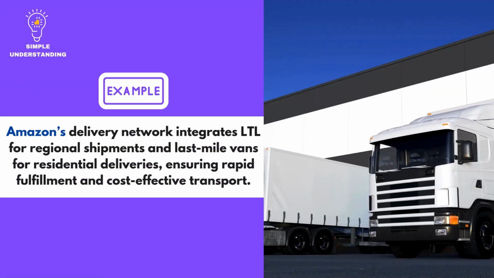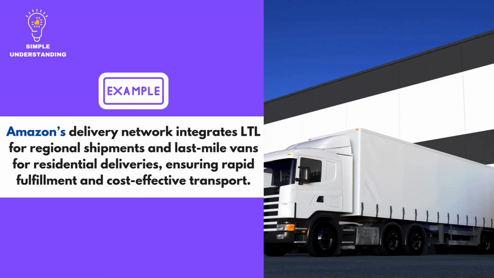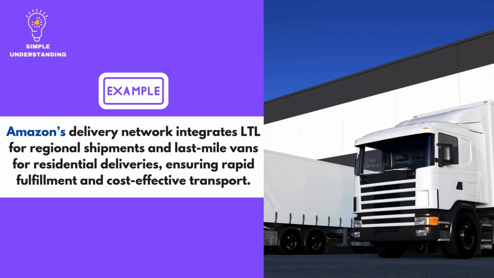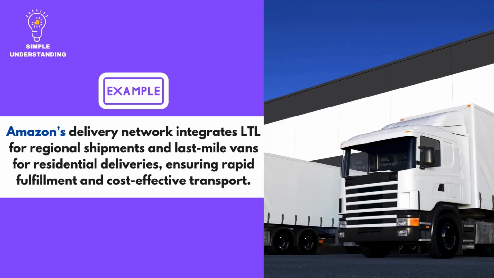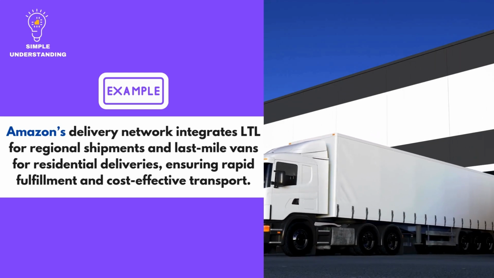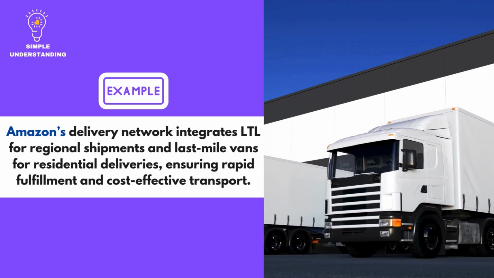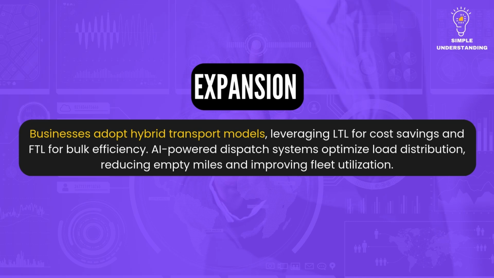Real company example. Amazon's delivery network integrates LTL for regional shipments and last-mile vans for residential deliveries, ensuring rapid fulfillment and cost-effective transport. Expansion. Businesses adopt hybrid transport models, leveraging LTL for cost savings and FTL for bulk efficiency. AI-powered dispatch systems optimize load distribution, reducing empty miles and improving fleet utilization.